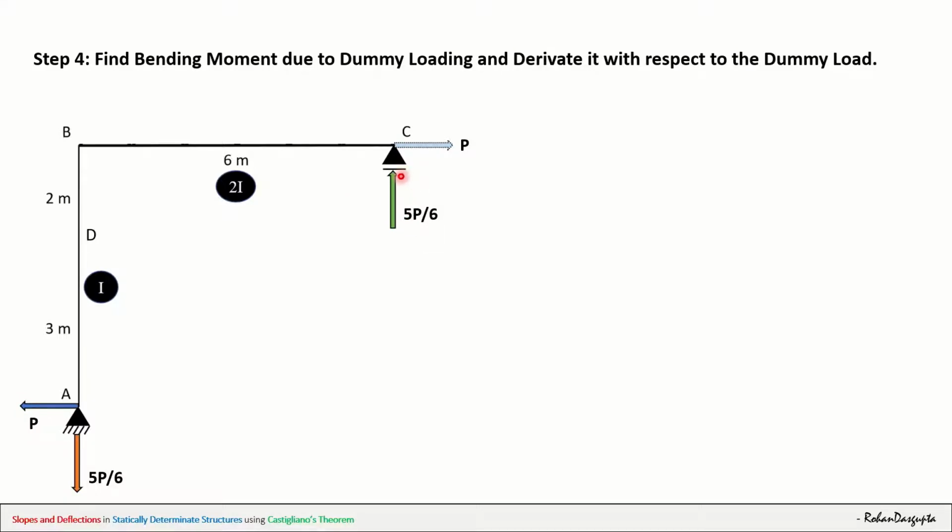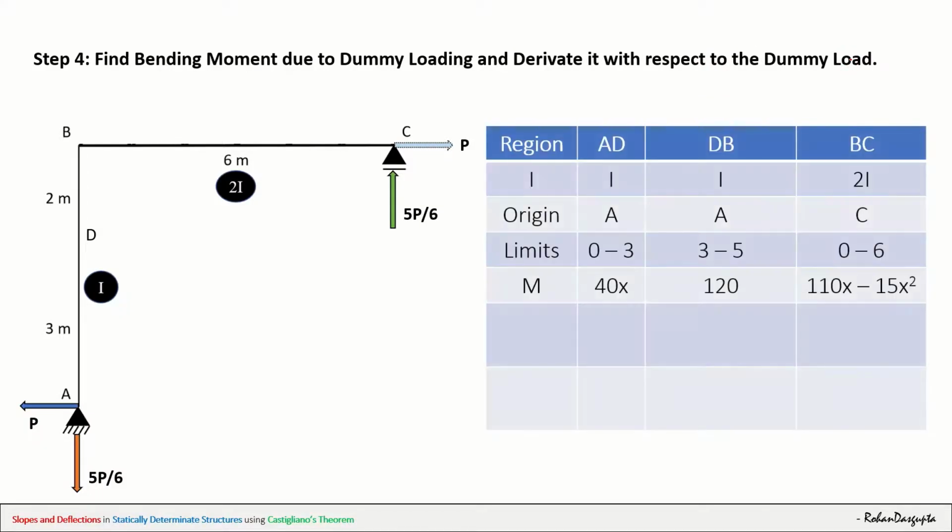Now here again, we have to find the bending moment, but now we have to find the bending moment due to the dummy loading, and moreover we have to derivate that bending moment with respect to the dummy load. So let's take it slow and let's take it one by one. For this purpose, I will bring back the table. This is already with you, students, so you do not need to draw it again. These columns now we are going to fill.